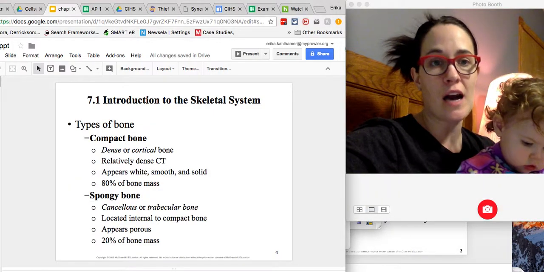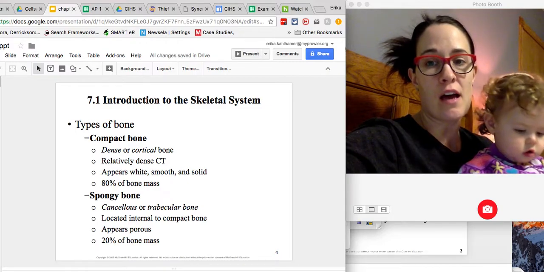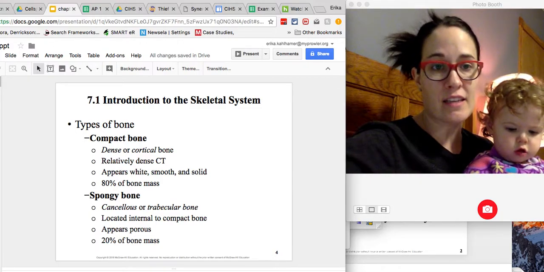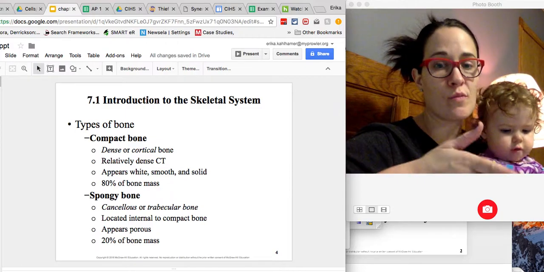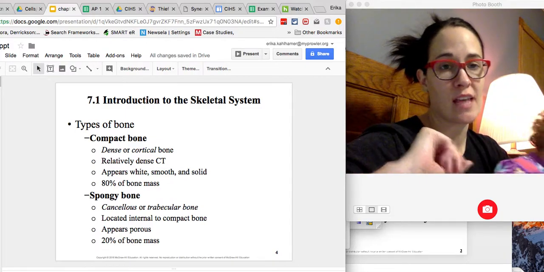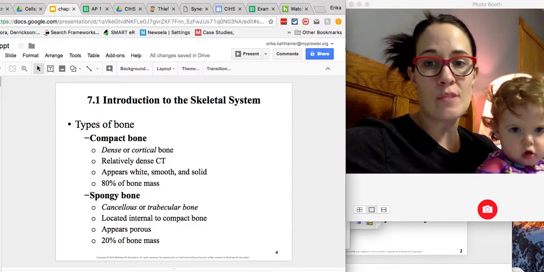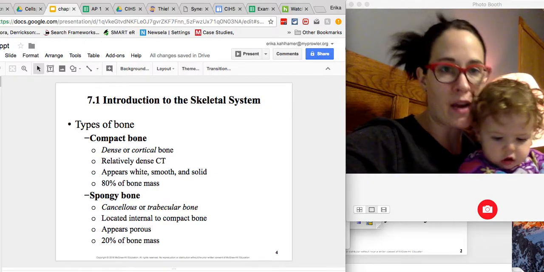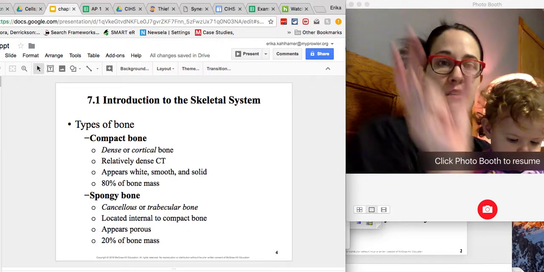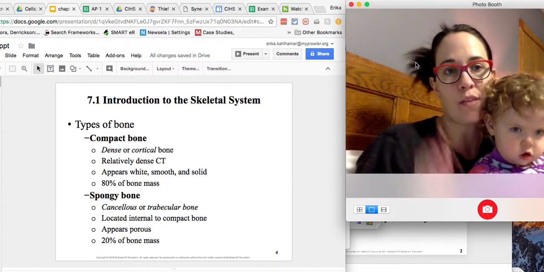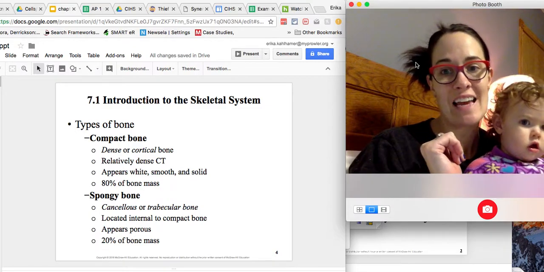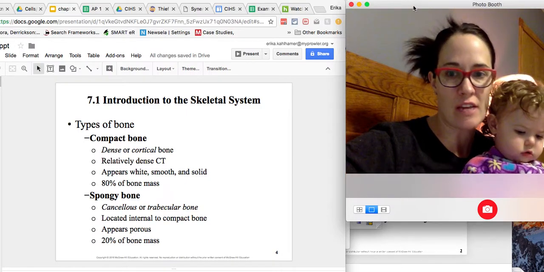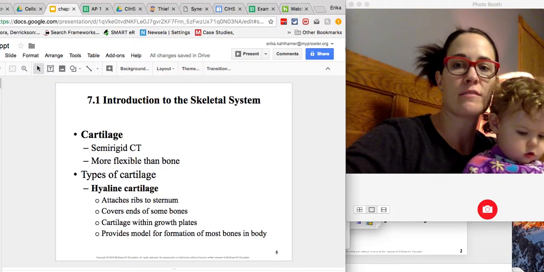There's two different types of bone. There's compact bone and spongy bone. Compact, another name for that is dense or cortical bone. It's a very dense connective tissue, and it appears white and smooth and very solid, no spaces in between. It's 80% of your bone mass. Spongy bone, also called cancellous or trabecular bone. So compact bone is on the outside. Spongy bone is inside to that, or internal or deep to that. And it appears porous, like there's holes in it. It's spongy, and it's 20% of the bone mass.